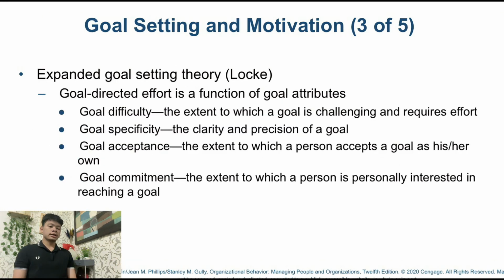So for the next slide, in the expanded goal setting theory by Locke, goal-directed effort is shaped by key attributes. These include goal difficulty, reflecting the challenge and effort required, and goal specificity, highlighting clarity and precision. Additionally, goal acceptance gauges the extent to which a person adopts a goal as their own, while goal commitment measures personal interest in achieving the goal.